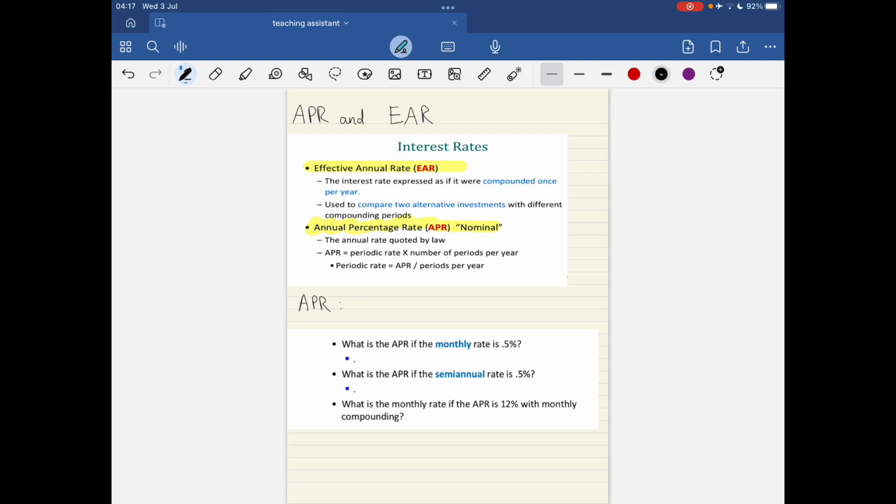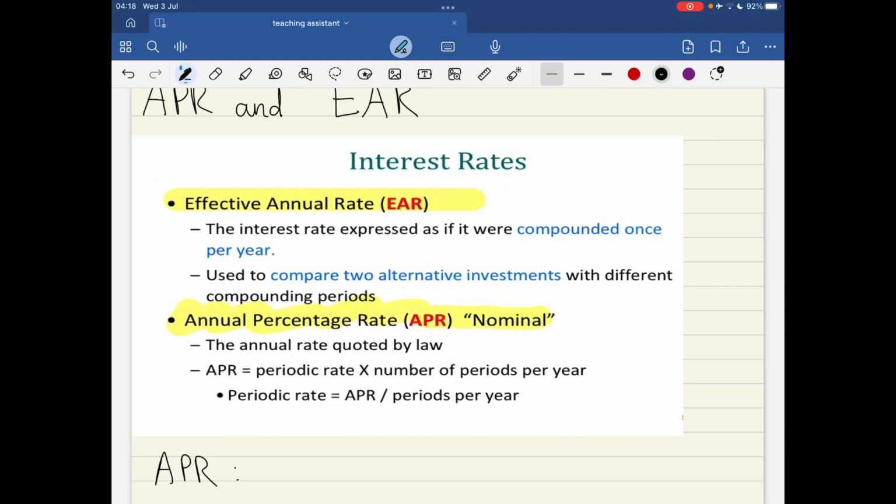Now, we are on the last part of our lecture today. It's the APR, the annual percentage rate, and the EAR, the effective annual rate. First of all, let's read together the definition of these terminologies. The effective annual rate is the interest rate expressed as if it were compounded once per year. And it is used to compare two alternative investments with different compounding periods.